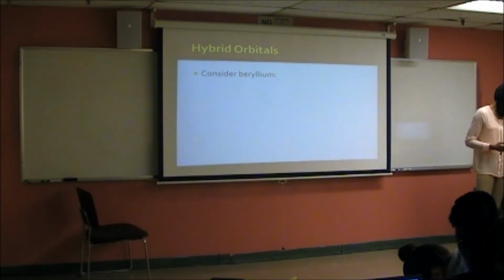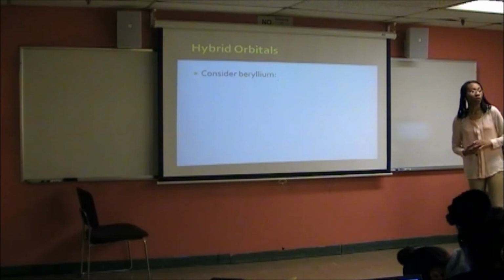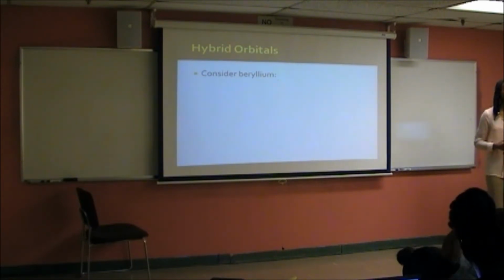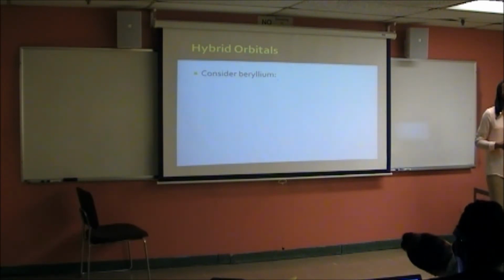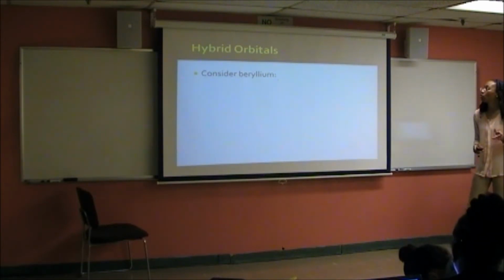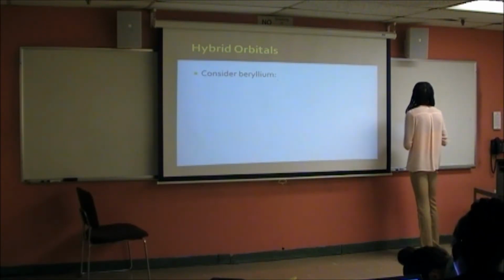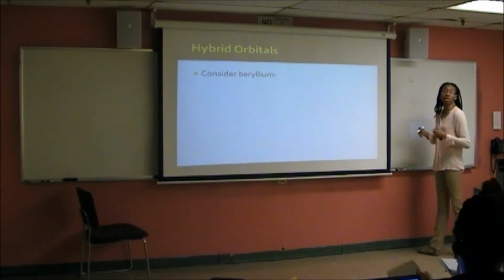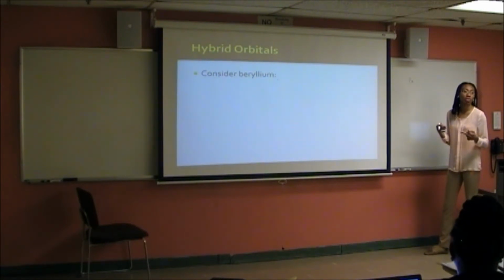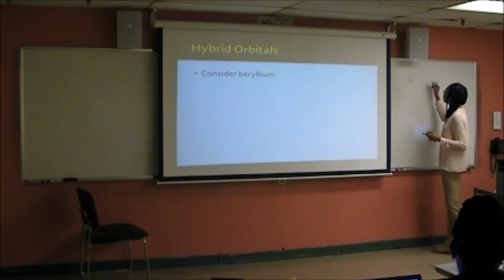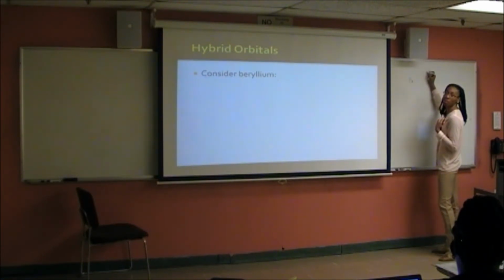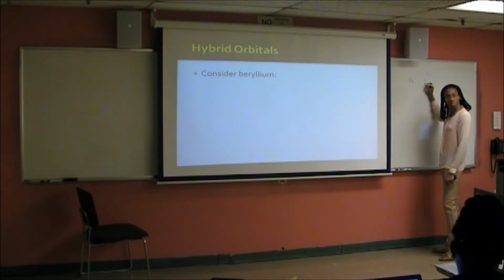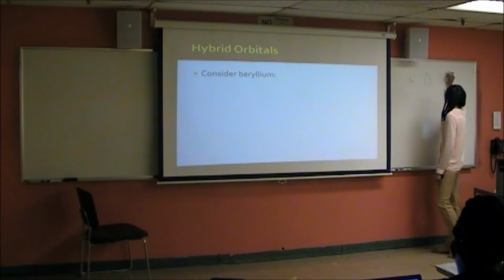What group is beryllium in? 2. How many bonds can it make? 2. Okay? So now draw me the orbital diagram for beryllium. When we say orbital diagram, what are we talking about? The boxes, very good. So what's the name of our first box? 1s. How many boxes? 1 box, 2 electrons.